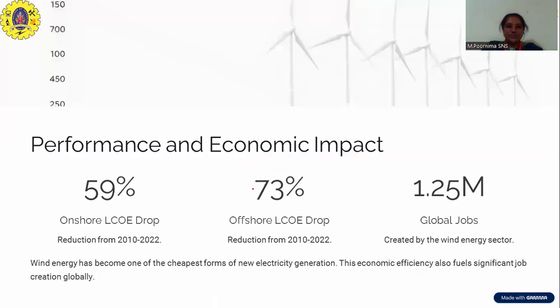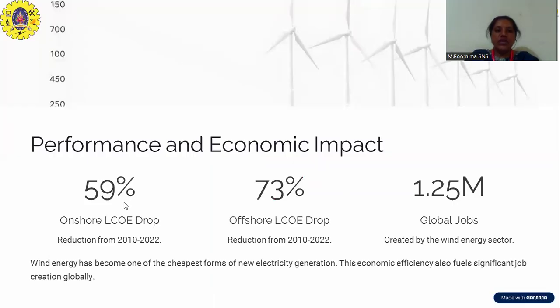Now coming to performance and economic importance. We have noticed capacity factors of 59% for onshore and 73% for offshore, and 1.2 million jobs globally created by the wind sector. Wind energy has become one of the cheapest forms of new electricity generation. The economic efficiency also fuels significant job creation. These are the performance and economic impacts of wind energy.